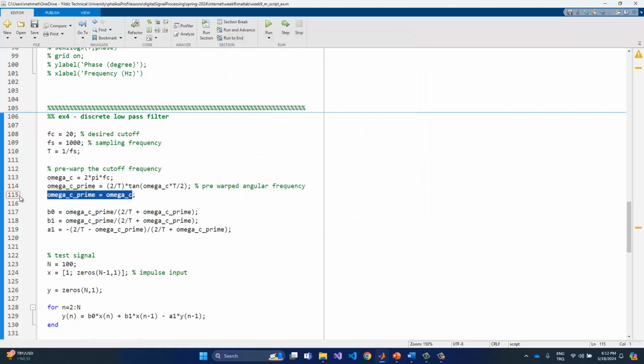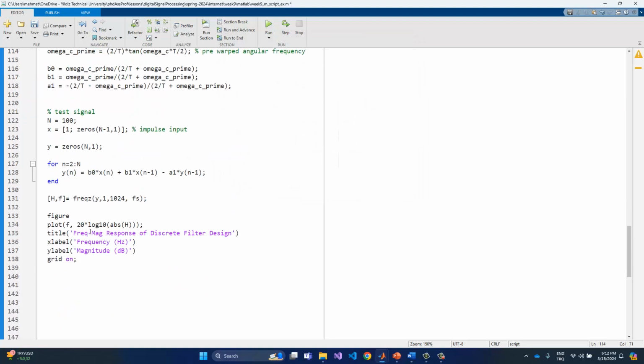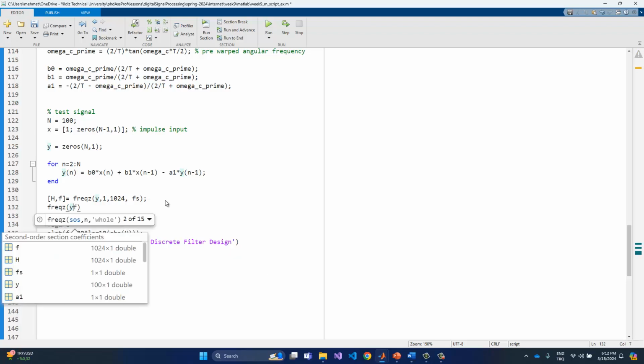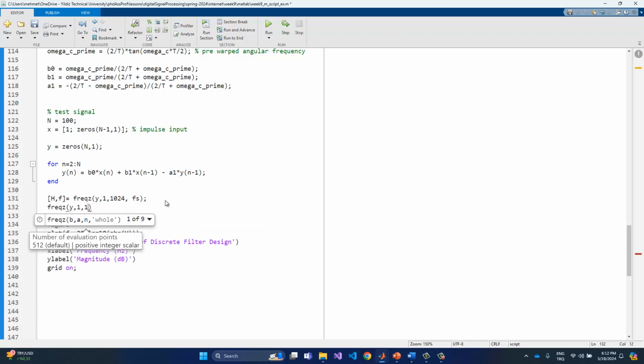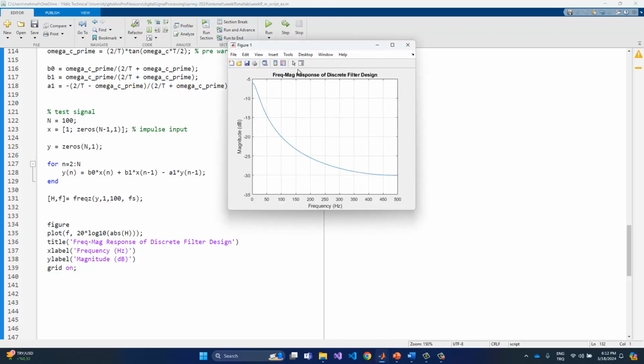Okay, this is not an important thing here, but the freqz function here, freqz, takes the y and 1 and the number of evaluation points, which is given here, just like this one. If we have the default 512, but we can set these values here, or we can set the number to 100 here, and the fs can be given. Okay, and if I rerun this code, then we will have these formations.